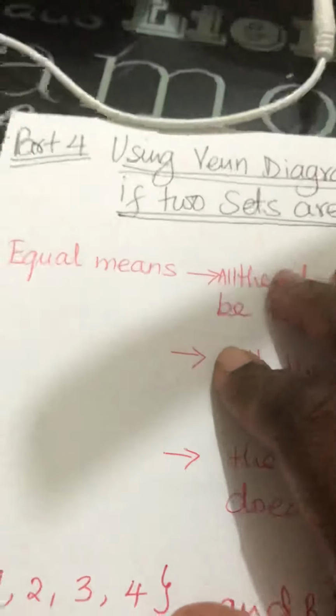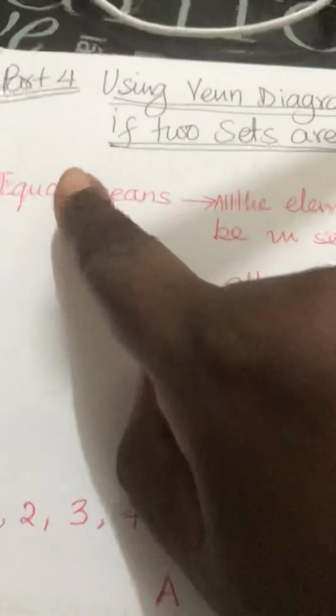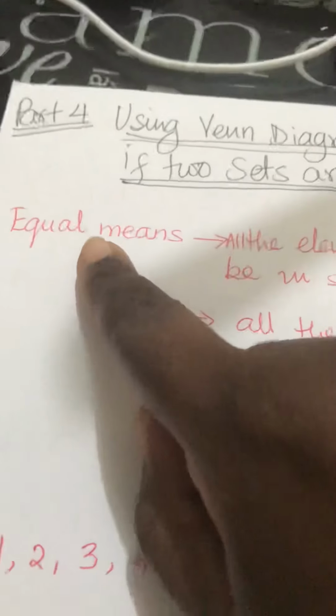Okay, so this is part 4. It says using Venn diagrams to decide if two sets are equal. What does equal mean? We learned this in lesson 1. In lesson 1, we said equal means whatever is in one set has to be exactly the same in the next set, but they don't have to be in the same order. But they have to be the same.